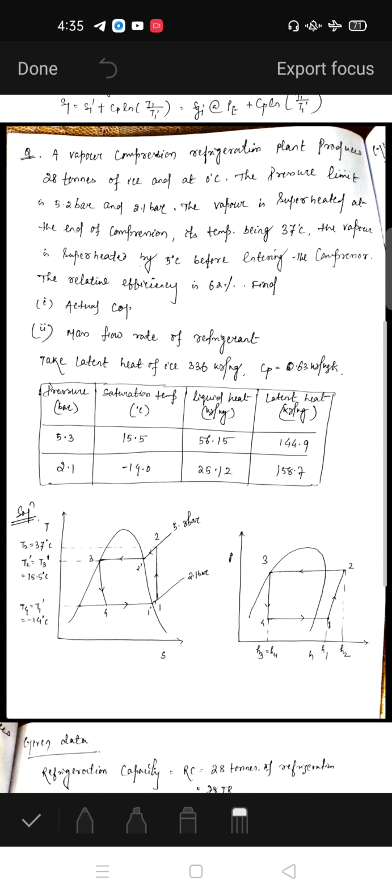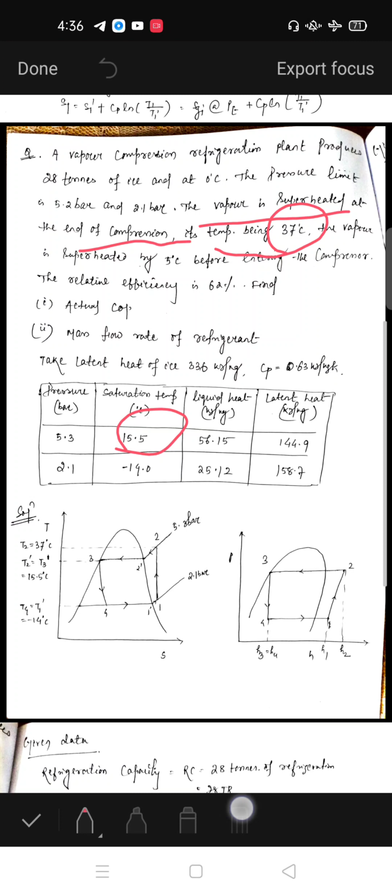It is given, and a table is given where the pressure column is there, saturation temperature is there, and liquid heat and latent heat are also there for the two pressures, that is 5.3 bar and 2.1 bar. You have to first notice that the vapor is superheated at the end of compression, and its temperature being 37 degree centigrade is the superheated temperature, and this one is your saturation temperature at 5.3 bar. So obviously you can find the degree of superheat.